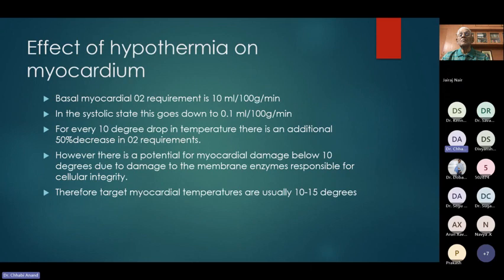Effect of hypothermia on myocardium. Basal myocardial oxygen requirement is 10 ml per 100 gram per minute. In the systolic arrest state, this goes down to 0.1 ml per 100 gram per minute. For every 10-degree drop in temperature, there is an additional 50% decrease in oxygen requirement. However, there is a potential for myocardial damage below 10 degrees due to damage to the membrane enzymes responsible for cellular integrity. Therefore, target myocardial temperatures are usually 10 to 15 degrees.